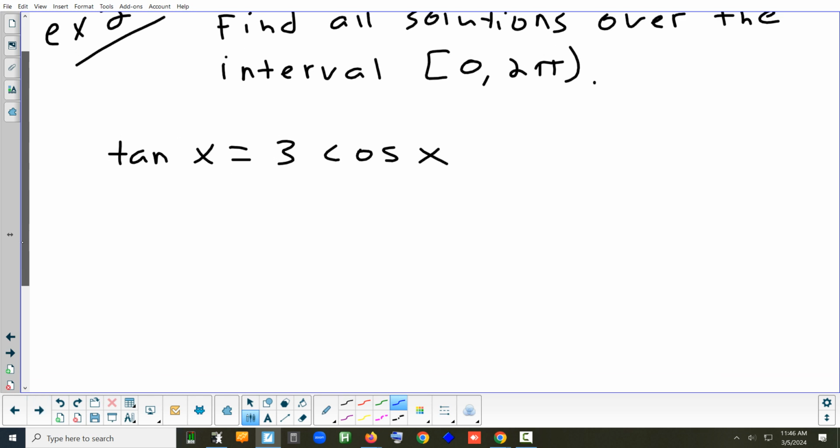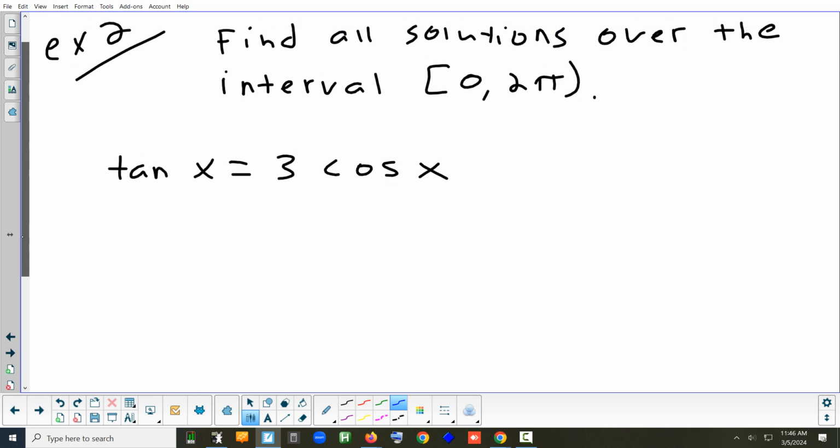Okay, let's try this one. Okay, so we're solving where tangent x equals 3 cosine x. All the problems we've dealt with so far had what trig functions in them? Sine and cosine. That's what I would do first. I would make sure that we have all sines and cosines. So what's on the right is okay. What's on the left is not.